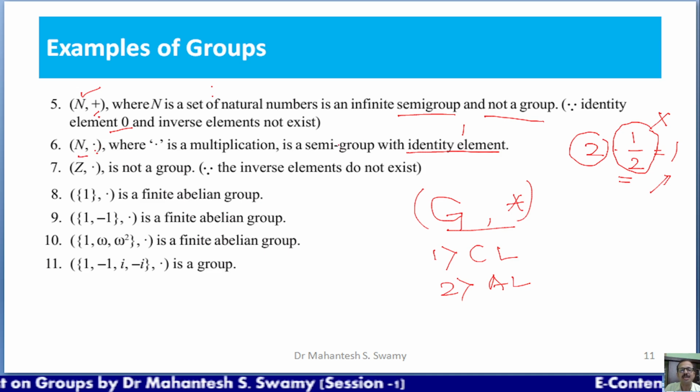However, it is a semigroup, and even the identity law is satisfied. Therefore, we say it is a semigroup with the identity element.